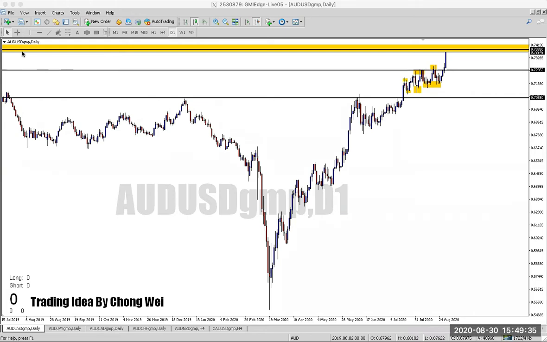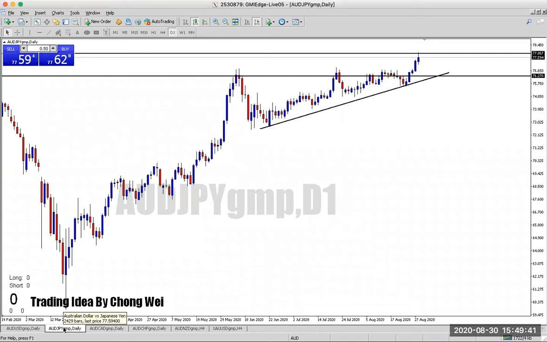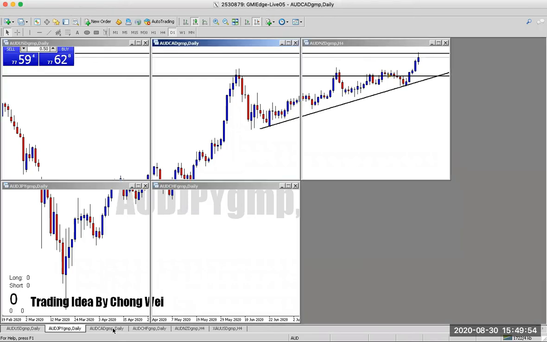For the Aussie dollar, I will wait for a retracement. I'm not going to do any sell trade, only buy by waiting for a retracement. AUDCAD has the same movement. I'm expecting it to drop first, then I look for a long opportunity. That will be our AUDCAD.